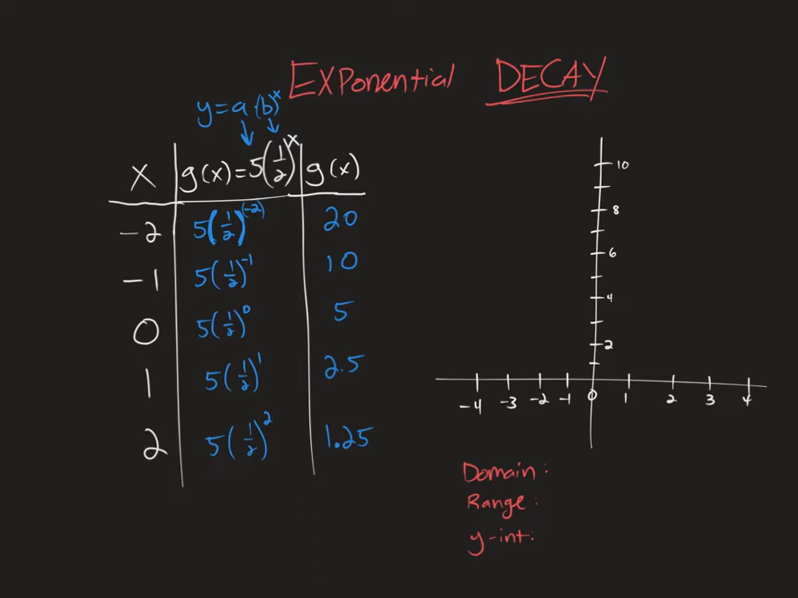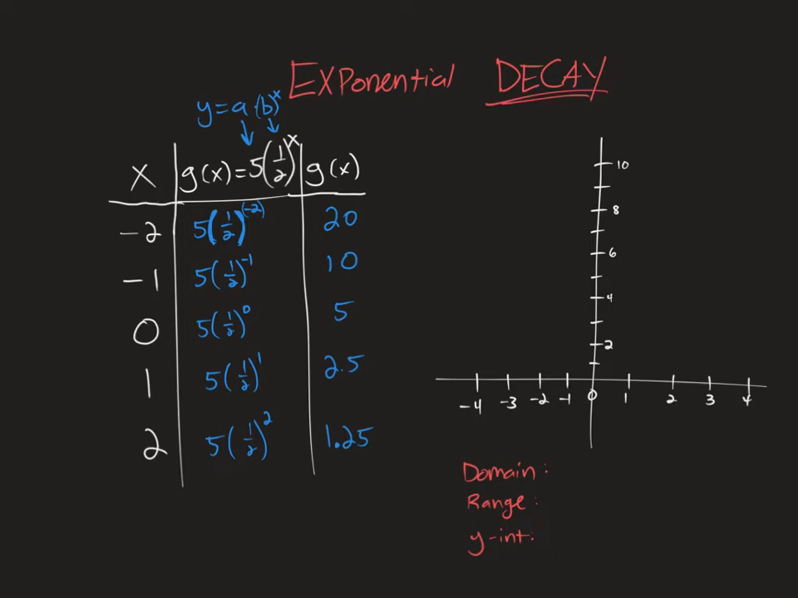And as you look down this column, I hope that you noticed that it was getting cut in half each time. Well, hey, our multiplier is a half. A half, a half, a half, a half. We're multiplying each time x increases by 1. It's becoming half as much as it was before. Which is why this is called a decay, because as x gets bigger, it's decaying, it's getting smaller.